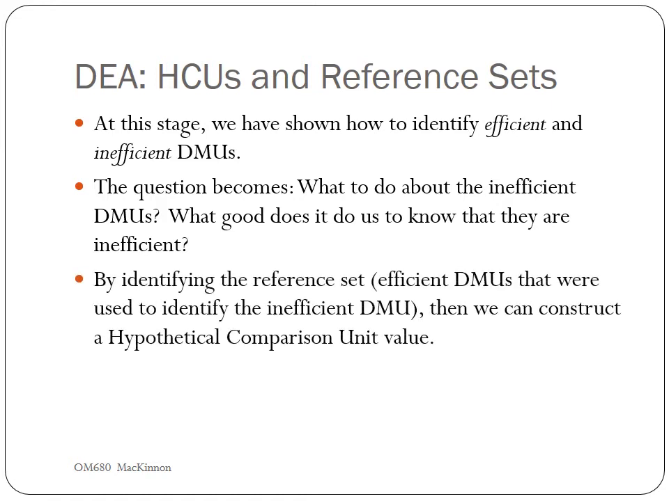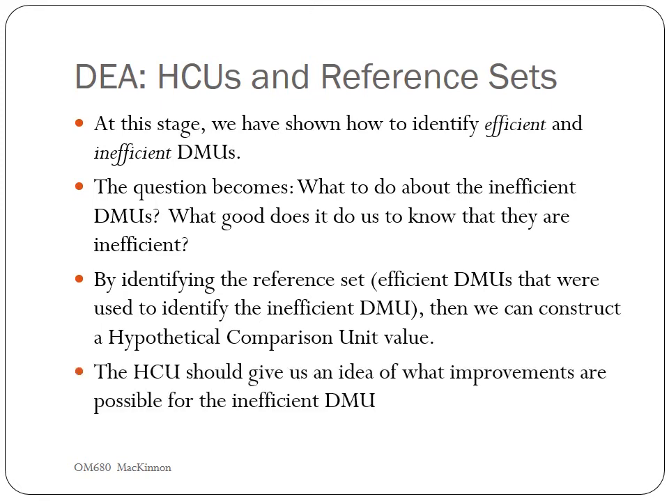Well, by identifying the reference set, the efficient DMUs that we use to identify the inefficient ones, we can construct the hypothetical comparison unit value. And then once we've done that, the HCU should give us an idea of what improvements are possible for the inefficient DMU. Really, the whole point of this is to identify inefficiency. It's actually more about identifying inefficiency than it is identifying efficiency. So think about that, and we'll explore that more as we go along.